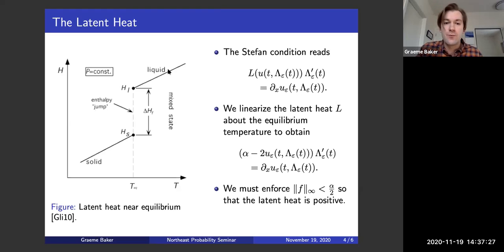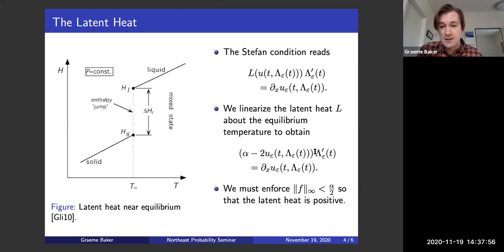And then what we're doing is we're allowing our liquid to supercool at the boundary. And so we'll just draw a line down according to that slope and subtract that from alpha. And that's exactly what alpha minus 2u is. The 2 is the heat capacity. And it's 2 because we want there to be a 1/2 in our heat equation, because that's the heat equation that probabilists like to work with.